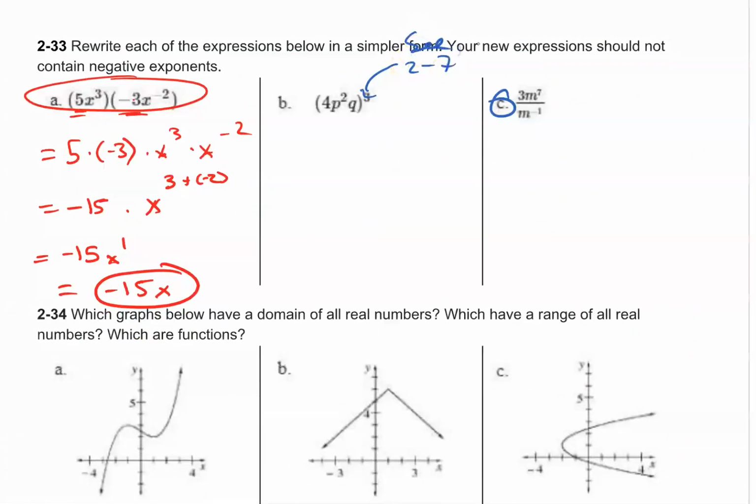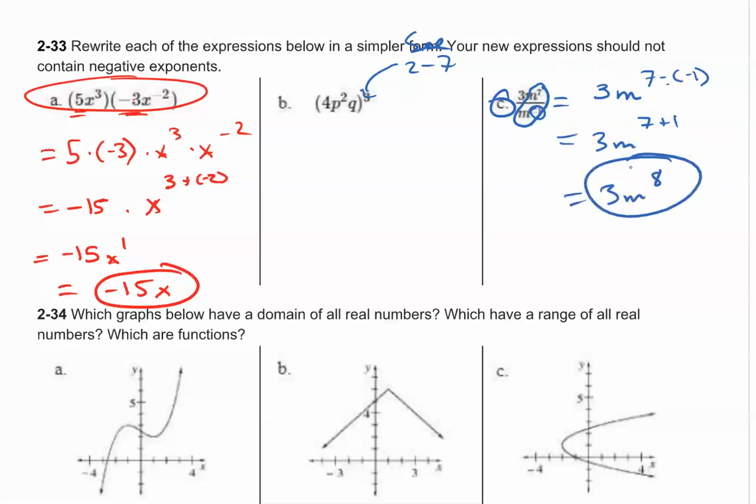And then for C, what you do here is you have 3m, and notice that these m's have the same base. So what you do is you subtract the exponents. When two things have the same base, the exponents subtract. So it's going to be 3m to the power 7 minus negative 1. Be careful, it's 7 minus negative 1. So that is actually 7 plus 1. And so this turns into 3m to the power 8. All right.